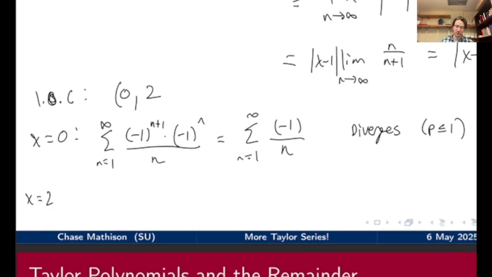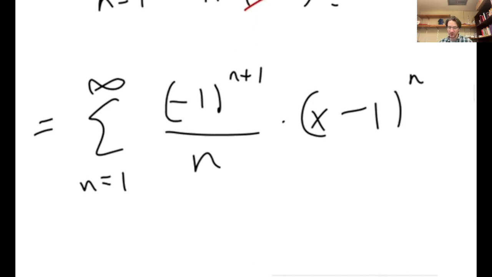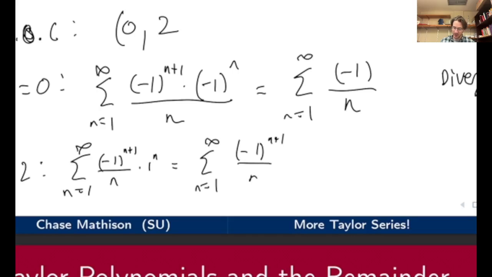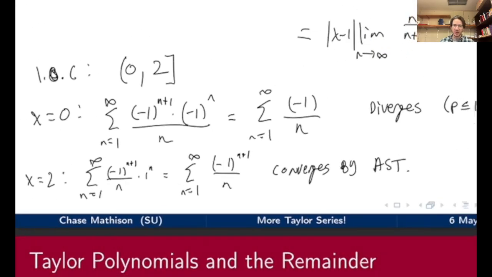And then we check x equals 2. When I plug in x equals 2 into this, I'm going to get minus 1 to the n plus 1 over n times just 1 to the n, right? But 1 to the n is just 1, so this looks like a sum from 1 to infinity of minus 1 to the n plus 1 over n. And this, take a second and think. That's right, it converges by the alternating series test. So we do include 2 there.